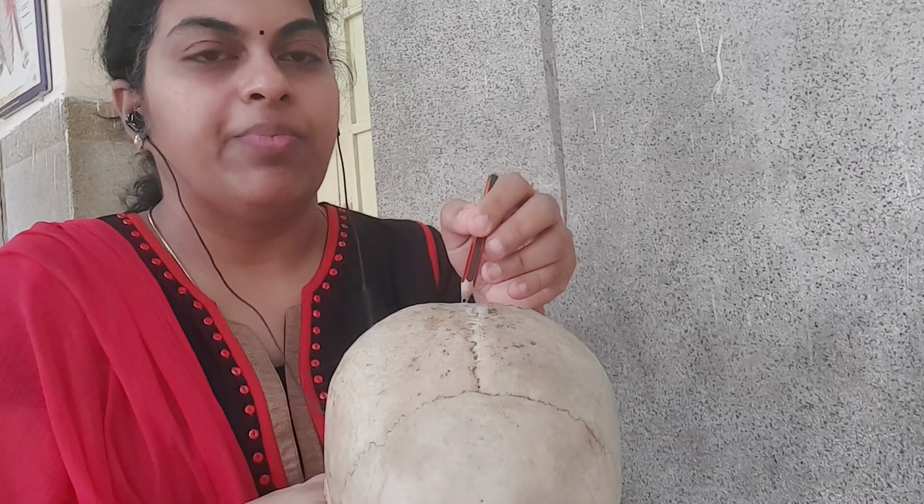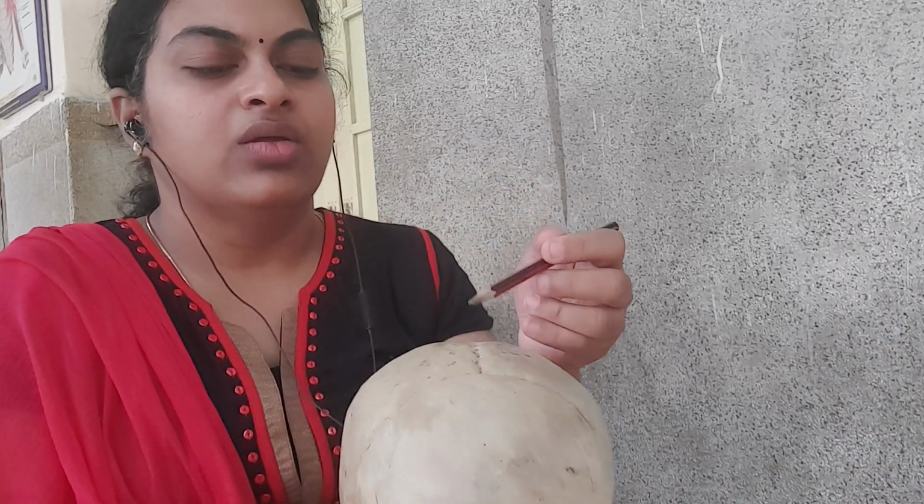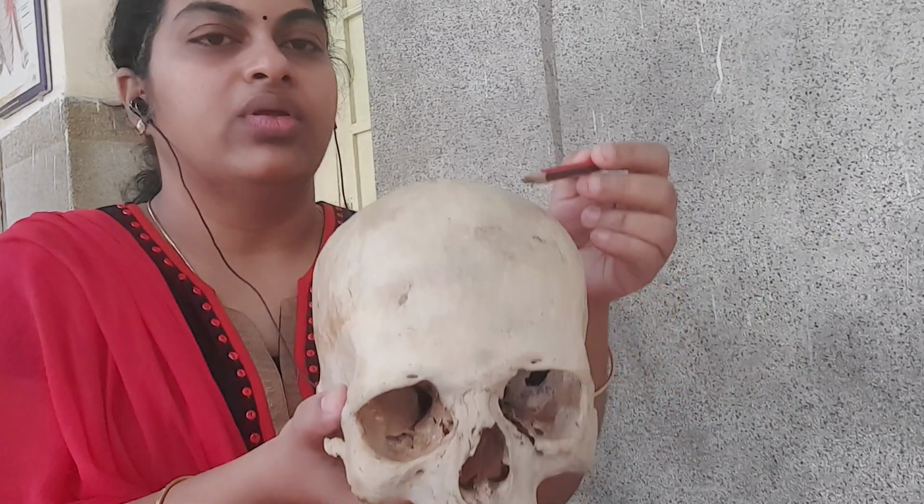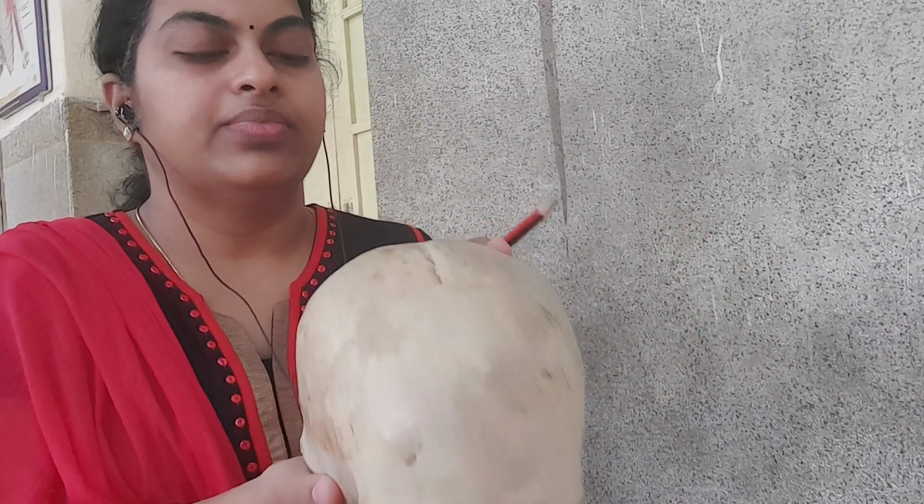The suture separating the parietal bones is called the sagittal suture. The suture separating the frontal bone and the parietal bone, that is called the coronal suture. Okay?